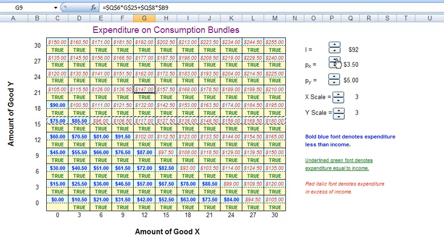Now I'm going to keep on raising the price of X, and it's moving in over here, and now the blue bold looks almost like a triangle area. And in fact, that's what you should understand. The blue bold plus the green underline, if you see any, are what we call the feasible points. The red italic are infeasible. They cost more than income.